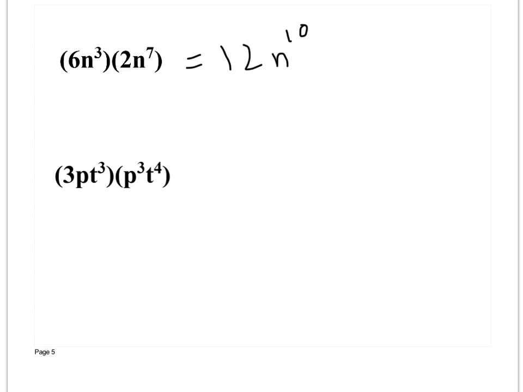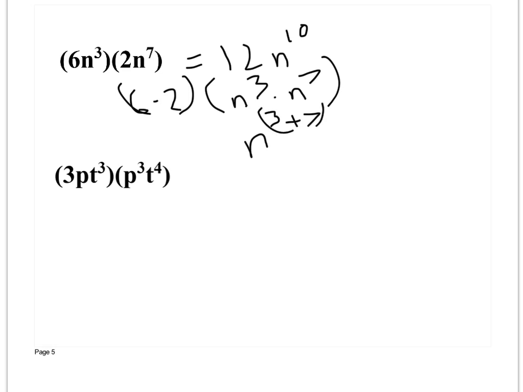What the book does is write this out and split everything up. I'm not going to make that required as long as you can work it out in your head. Which n to the 3rd times n to the 7th is 3 plus 7.